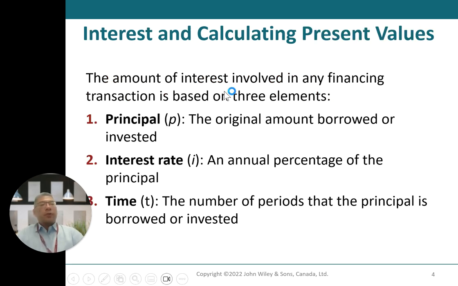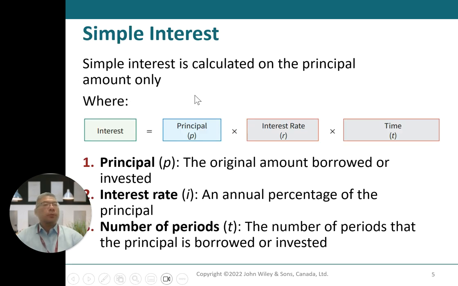Look at the definition first. The interest in calculating present value: the amount of interest involved in any financing transaction is based on three elements. The first one is called the principal, which is the original amount borrowed or invested. Number 2 is the interest rate, which is the annual percentage of the principal. Number 3 is the time, which is the number of periods that the principal is borrowed or invested.